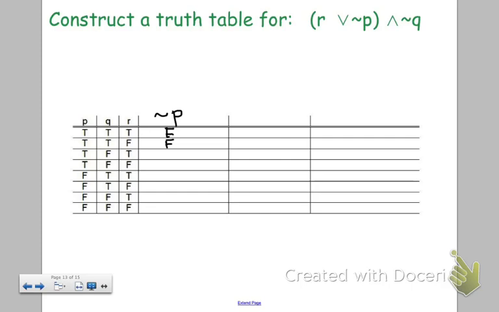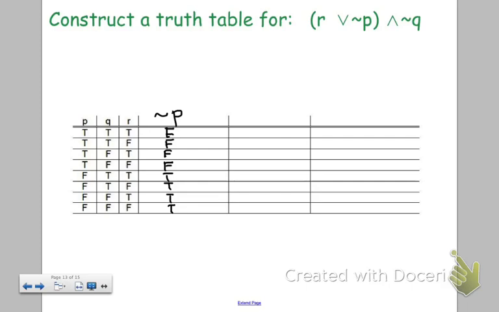Third row of P was true, so the third row of not P will be false. Fourth row of P was true, so the fourth row of not P is false. Now we're going to switch. Fifth row of P was false, so fifth row of not P is true. Same with the 6th row, the 7th row, and the 8th row. So my not P column reads false, false, false, false, true, true, true, true. Okay. So I have all the pieces I need for inside those parentheses.